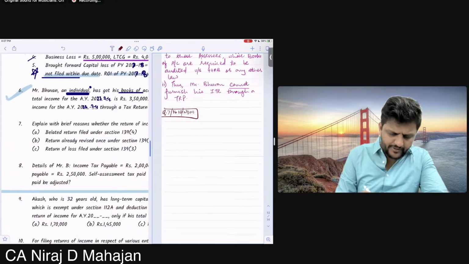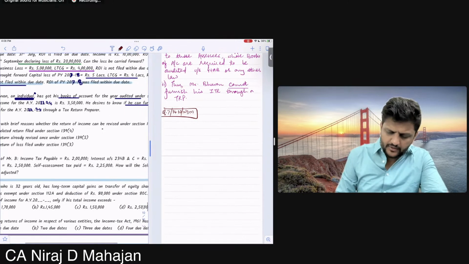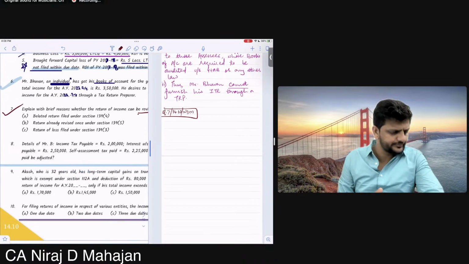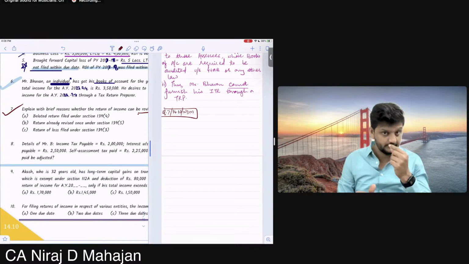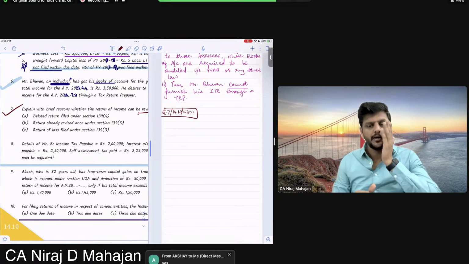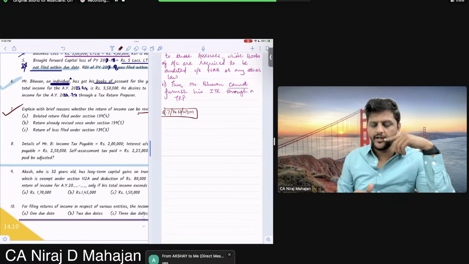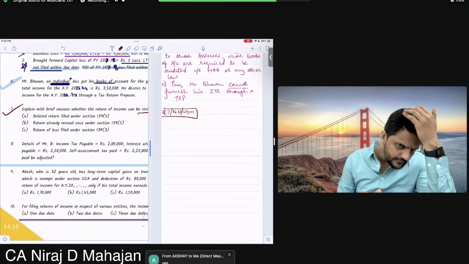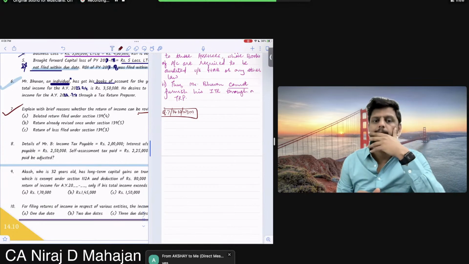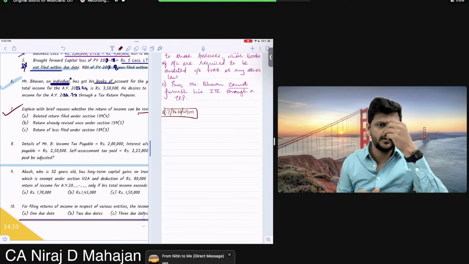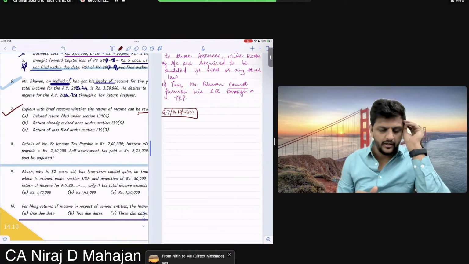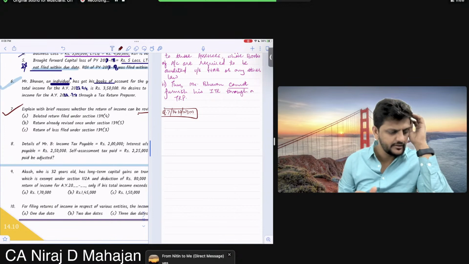Explain with reasons, with brief reasons, whether the return of income can be revised under section 139(5). Belated, bachcho, can be revised? Tell me this, yes or no? Tell me all of you. Yes, it can be revised. Return already revised once can be revised again? Tell me all of you. Yes, again it can be revised. There is no limit on number of revisions. And return of loss filed under section 139(3). Okay.